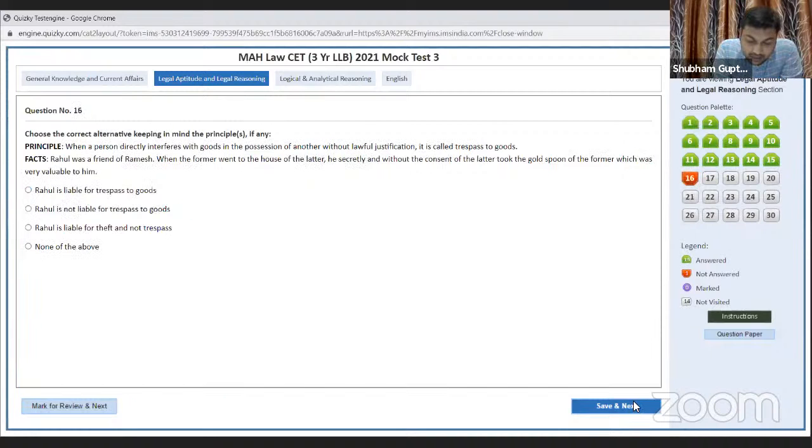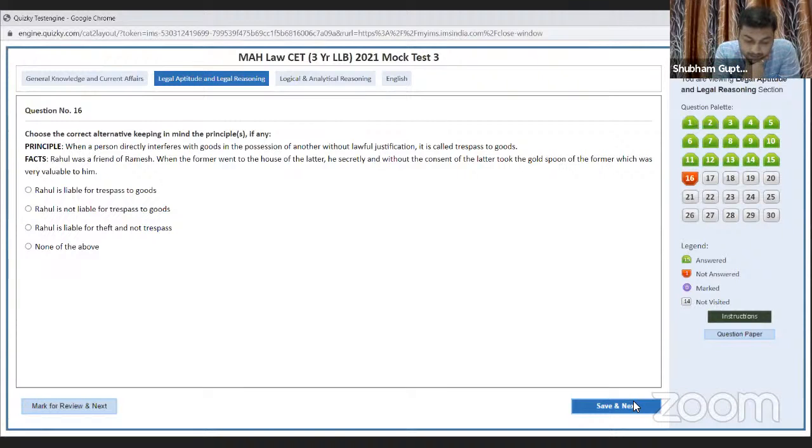When a person directly interferes with goods in the possession of another without lawful justification, it is called trespass. So I think this is talking about, if I am taking something from you without your consent, it is a trespass, right? Interferes with goods in possession of another. So something which you have, if I take it without your permission, it is a trespass.